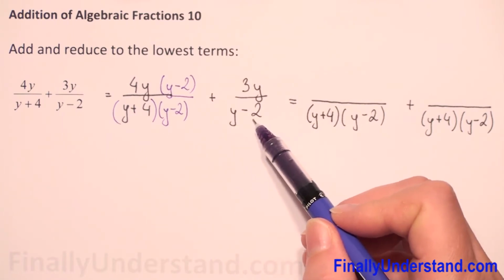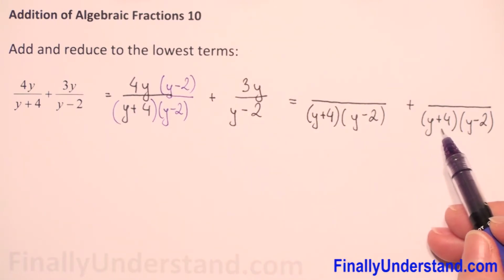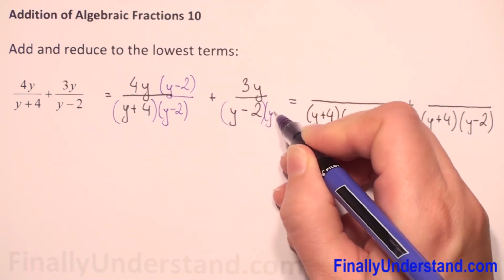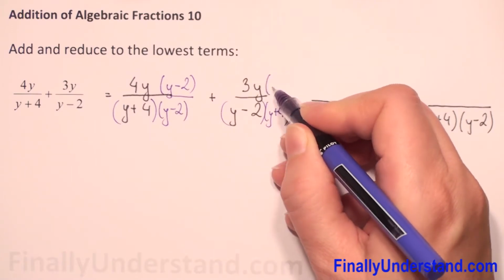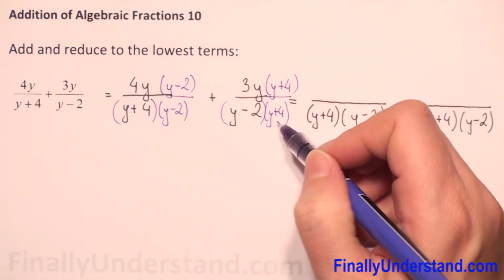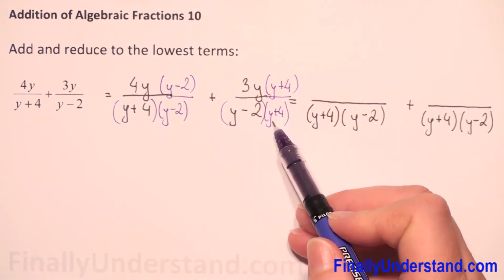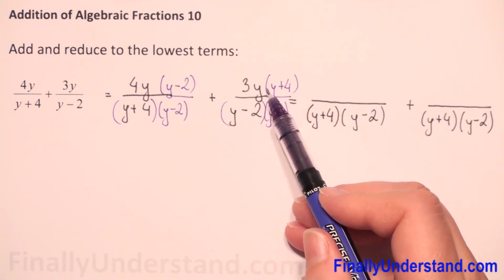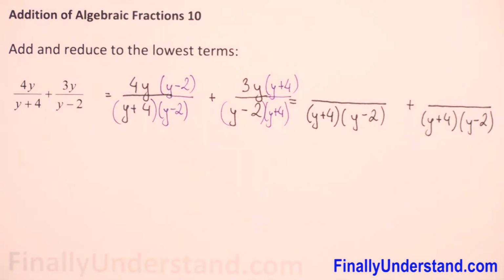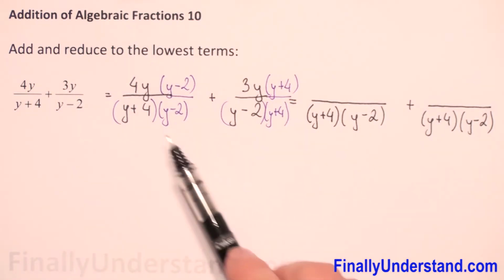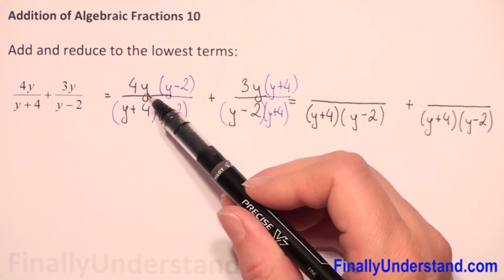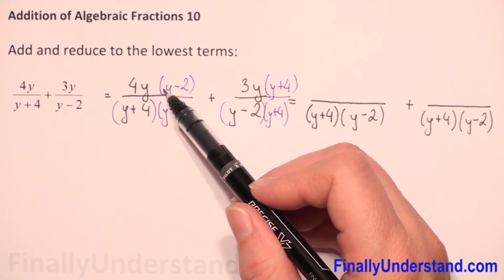And I have to do the same with the second algebraic fraction. We have only y minus 2. Now I have y minus 2 times y plus 4. So I have to multiply this numerator by the same term by which I multiply the denominator. I multiply this denominator by y plus 4, so I have to multiply the numerator by the same term. So now we have the same denominators, so we need to do multiplication in the numerators.